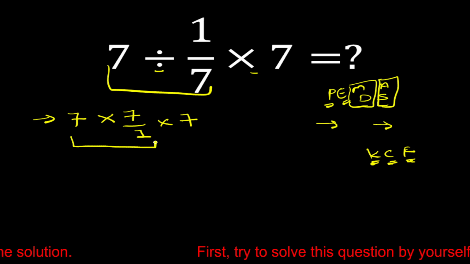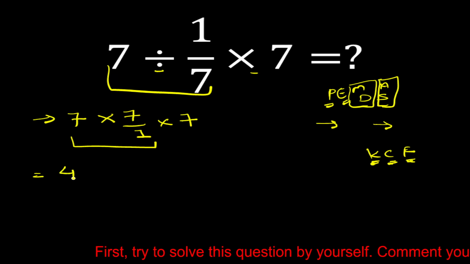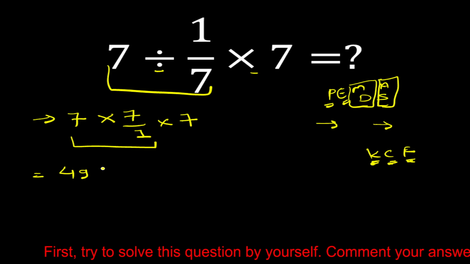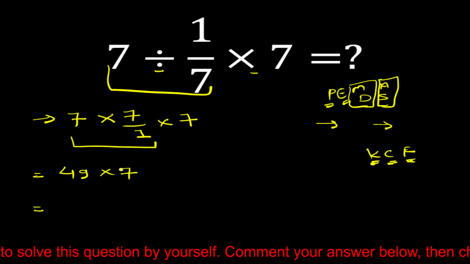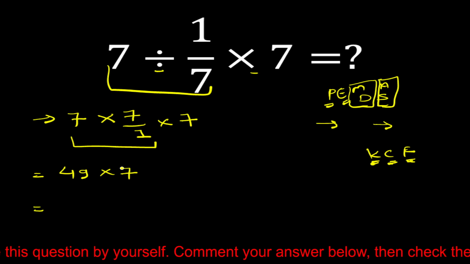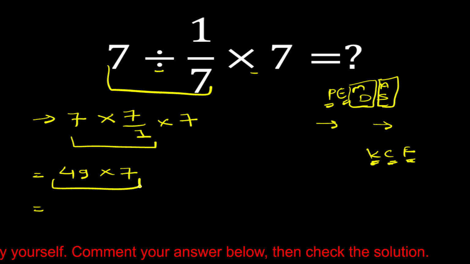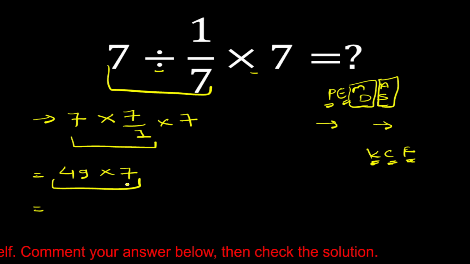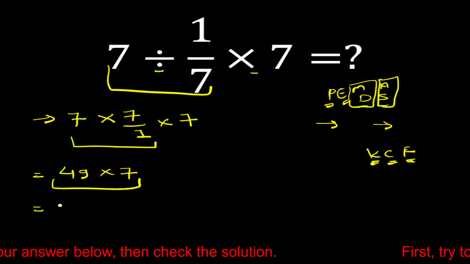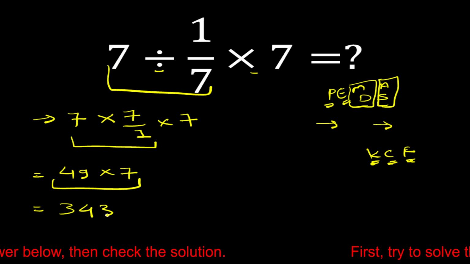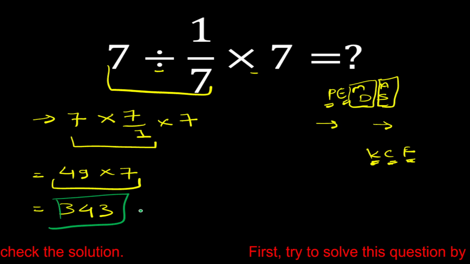So first we have to solve this part. Therefore 7 multiply 7 is equal to 49, multiply 7. Now 49 multiply 7. So let's solve this part. 49 multiply 7 is equal to 343. Therefore the correct answer is 343.